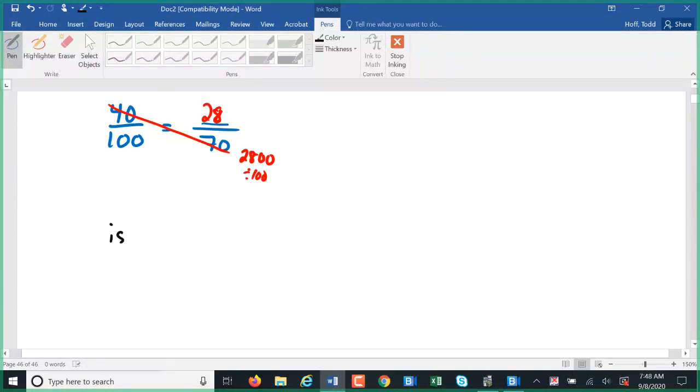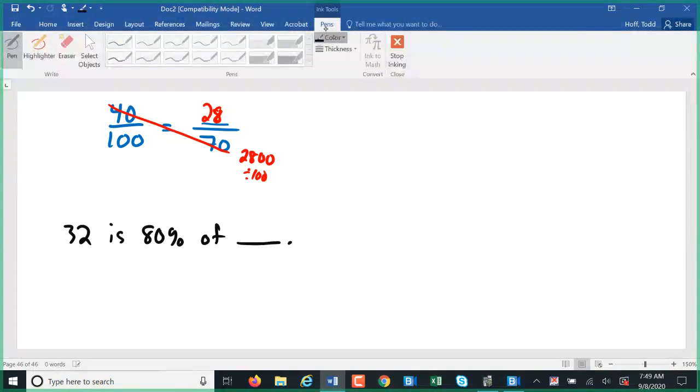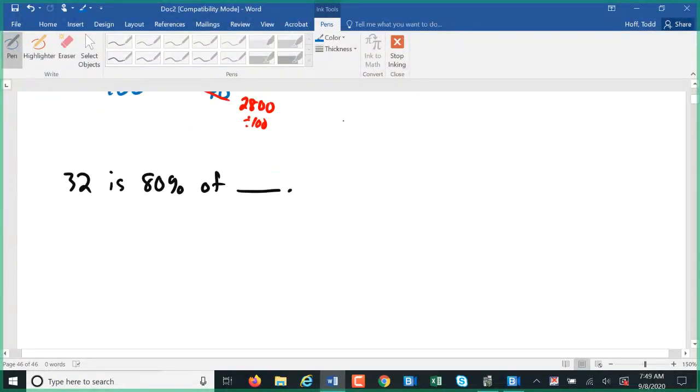Well, let's do this one. 32 is 80% of blank. So this one's worded a little bit differently. It's a different piece missing, actually. But we still have the percent, so we're going to start with that percent as always. 80% is 80 out of 100.